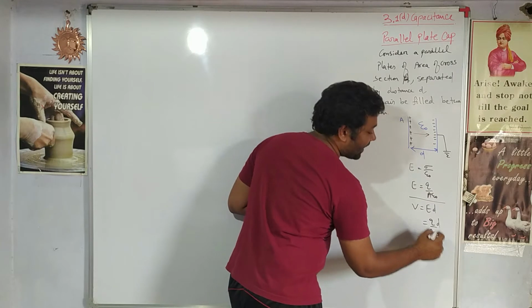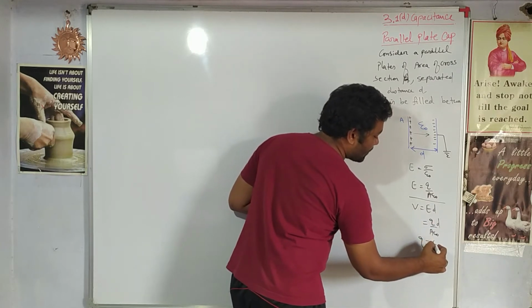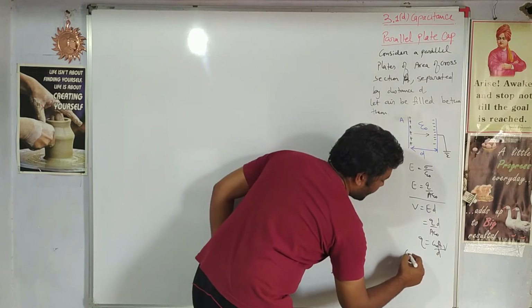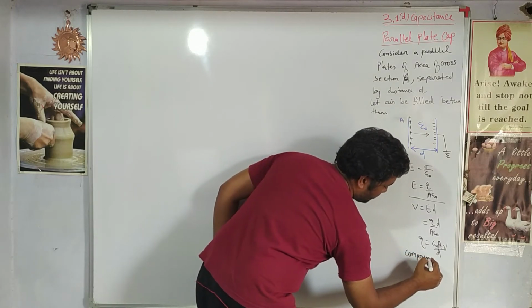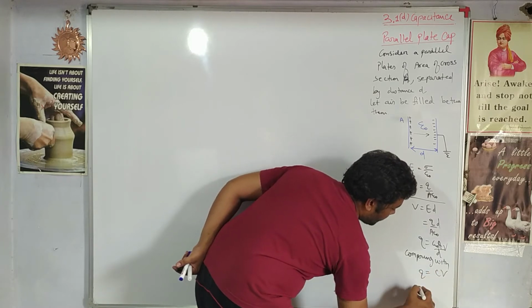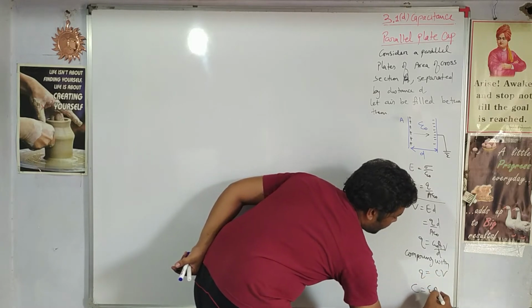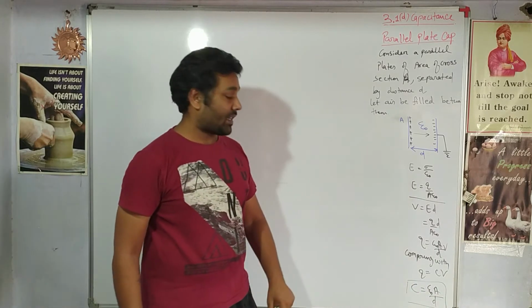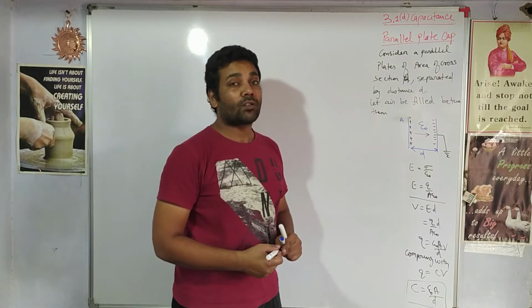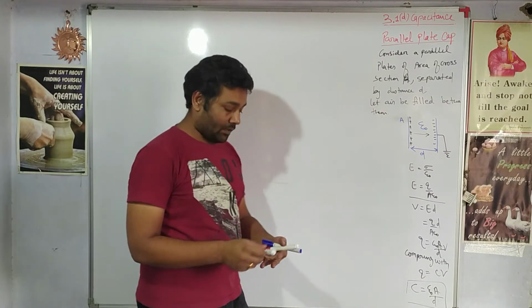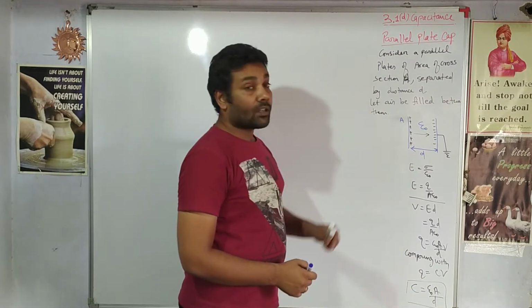Now rearranging this equation, making Q the subject, we get Q in terms of V. And now if we compare with Q equals CV, we get C equals epsilon naught A by D. This is the capacity of a parallel plate capacitor. So this is the capacity of storing charge of this parallel plate capacitor. Now let us see its variation.